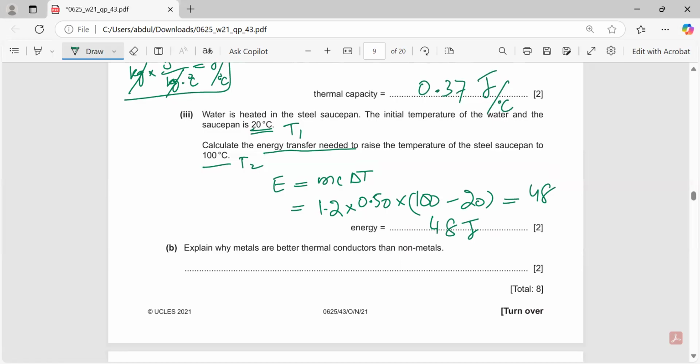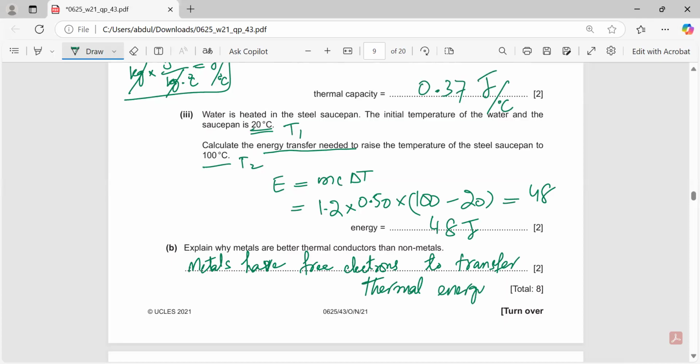Why metals are better thermal conductors than non-metals? This is a simple question. Metals have free electrons who transfer thermal energy. Free electrons to transfer thermal energy.